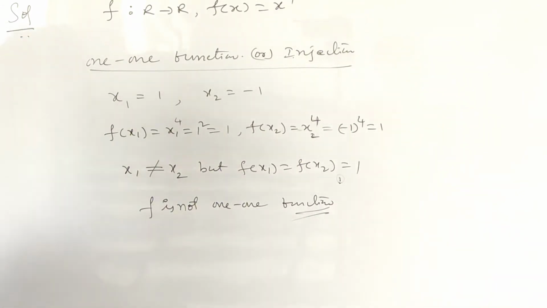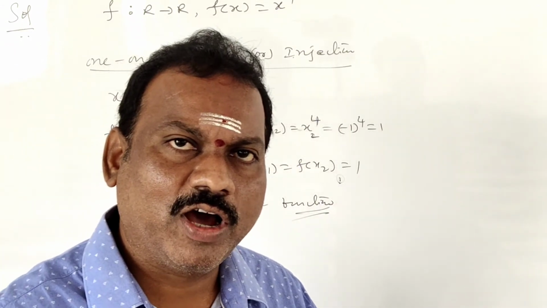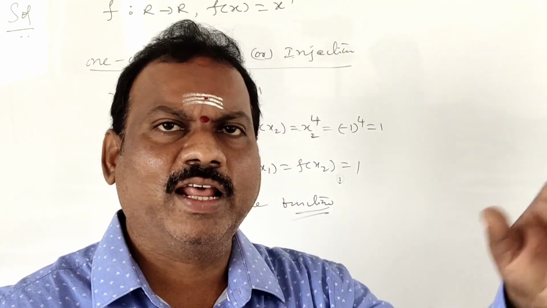Correct or not? Because what is the many-1 function definition? Two or more elements of input getting the same output.